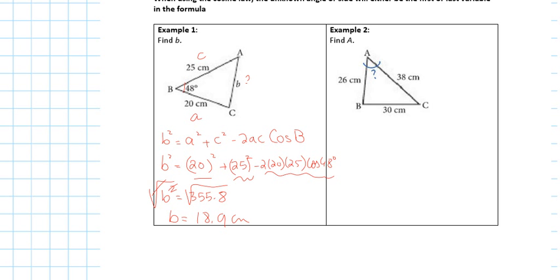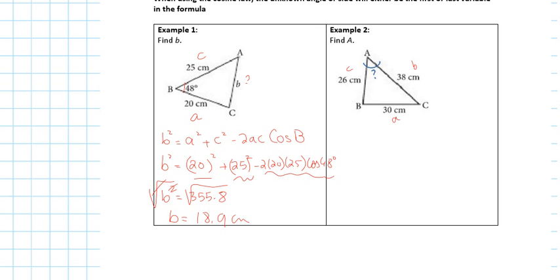Now, the second example, they want you to solve for angle A. What's given to you? The three sides. So I know all three sides. I know side A, I know side B, and I know side C. Naming your sides properly is important.